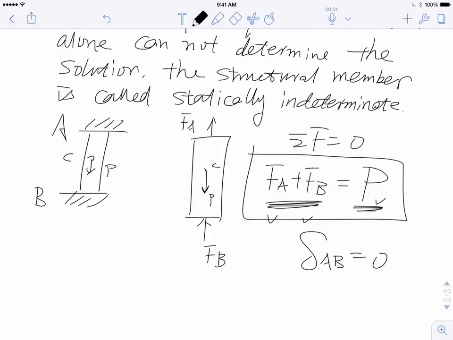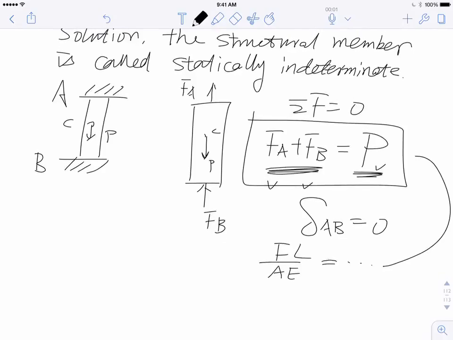We know this, right? AB is 0. Delta AB is 0. We use our knowledge of FL divided by AE, and you can calculate the displacement. That is going to give you another equation. So couple these two, and you should be able to solve for it. Make sense? So the only thing new is we introduced this, where you have fixed conditions on both ends of the beam, so the total displacement is always 0. That gives you another equation that can help you solve for these unknown internal forces, such as the FA and FB reaction forces.